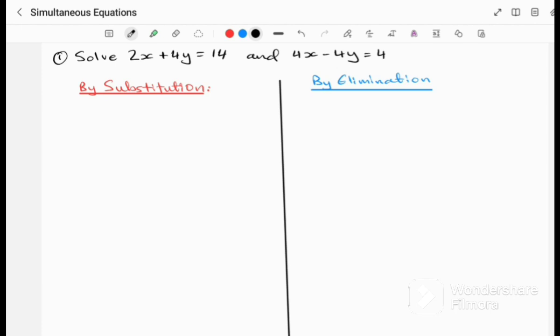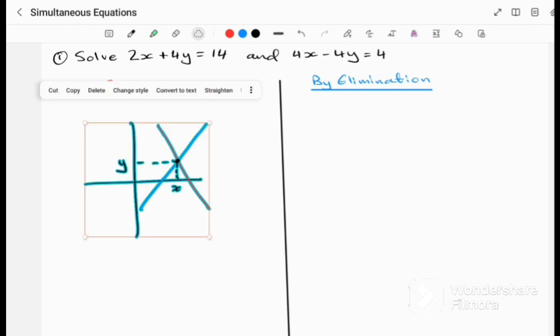So here in this example, we have 2x plus 4y is equal to 14 and 4x minus 4y is equal to 4. We have to find an x and a y which will satisfy both of these equations. What this means is if we have a graph and we have two linear equations, there is a point where they intersect. And this point is an x and a y value that satisfies both the equations. So that is the x and the y that we're trying to find.